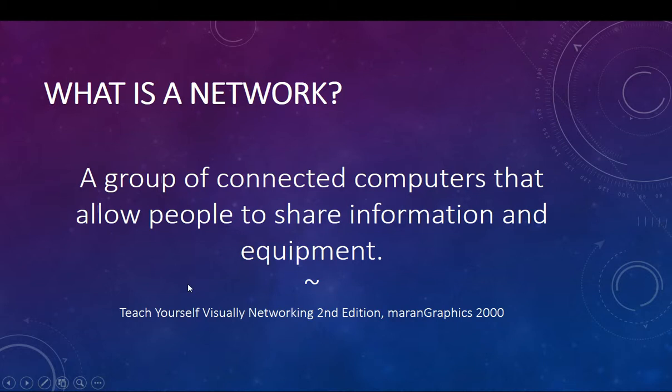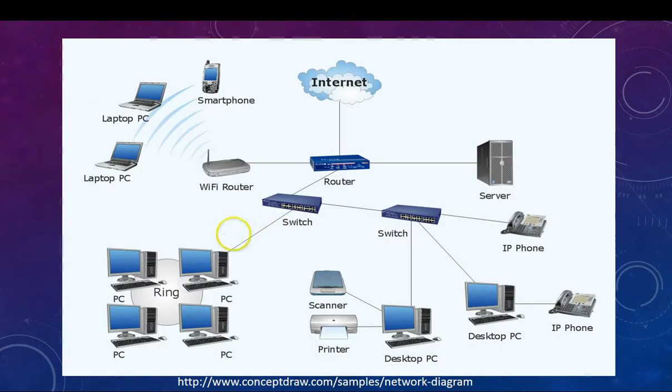What is a network? A network is a group of connected computers that allow people to share information and equipment. This is an example of a network. It looks a little confusing, doesn't it? We have computers, and we have routers, and we have switches and servers. Let's explain a couple of these things.